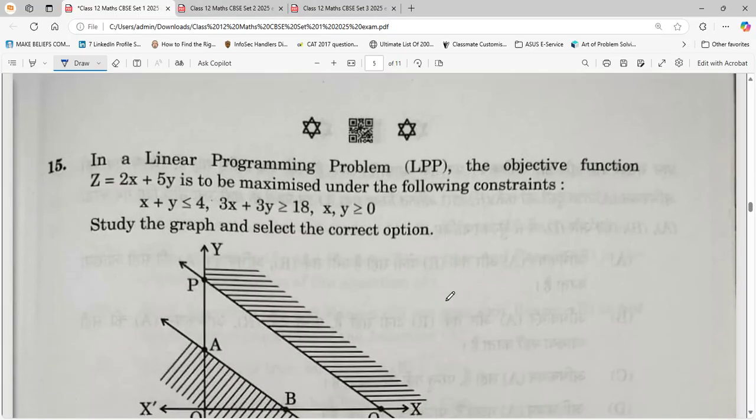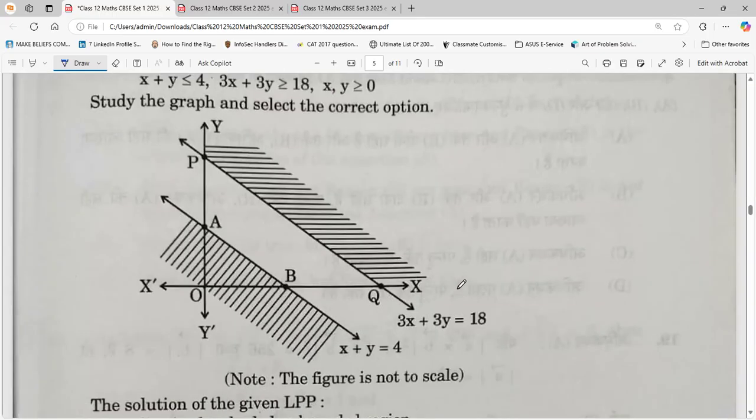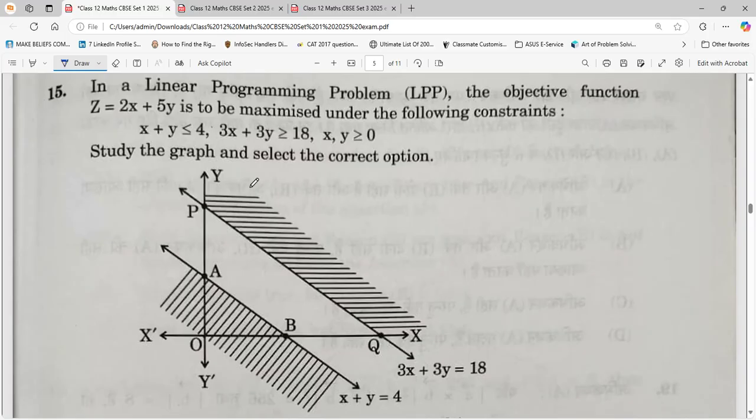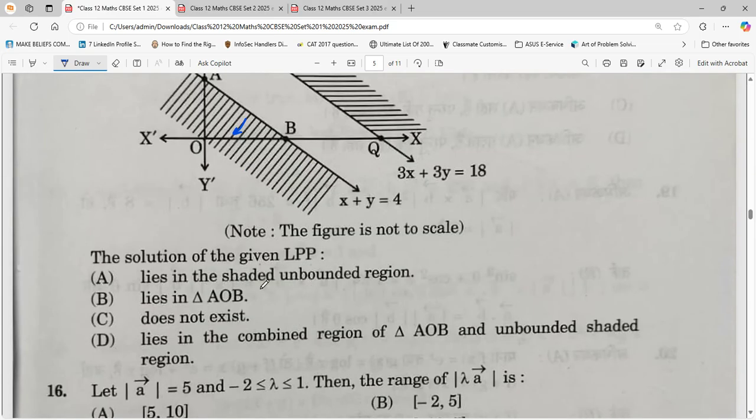Next will be question number 15. There is no common region between the two inequalities. One inequality is shaded here, the other inequality is shaded downwards. So there is no common region between the two inequalities, so there is no solution at all. The solution exists is option C.